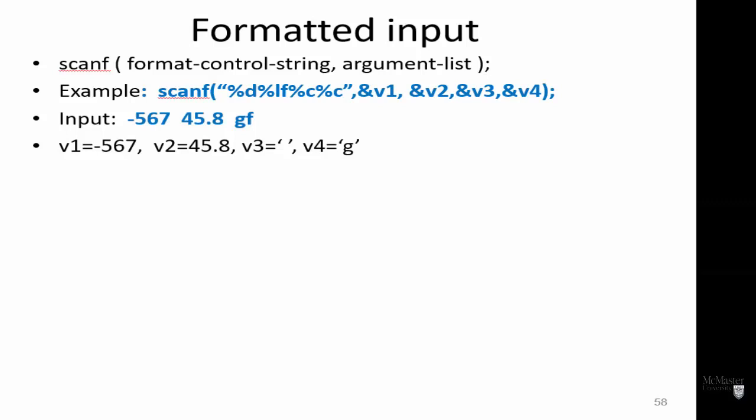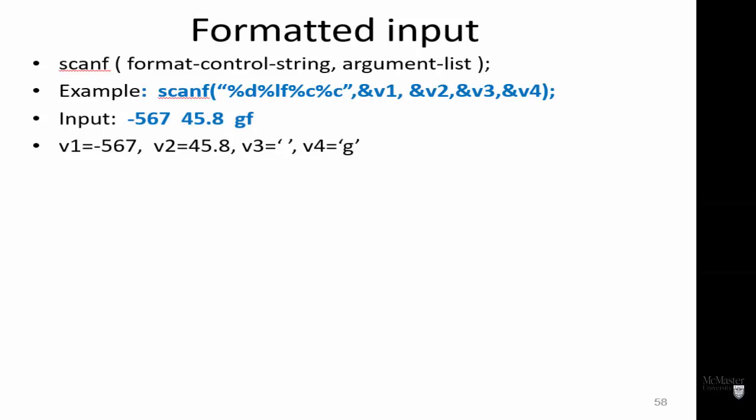V1 would be? What is the value of V1? Okay, V2? Good. V3? GF. What about V4? 0. Good. What do you think?